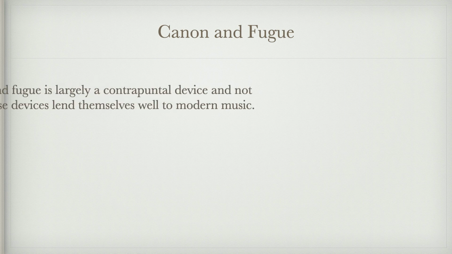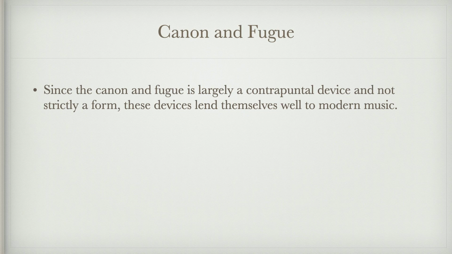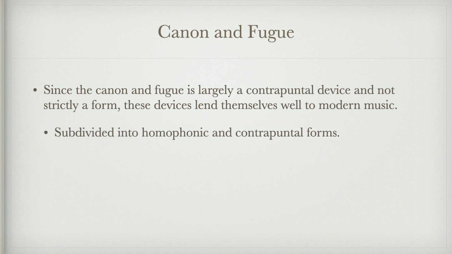All right, so Canon and Fugue. This is a device that works really well for 20th and 21st century music. Since the Canon and Fugue is largely a contrapuntal device and not strictly a form, these devices lend themselves really well to modern music, because anytime you have a contrapuntal device, it tends to be pretty easy to apply to a 20th or 21st century concept of harmonic dissonance, because the dissonance has been greatly relaxed in the modern period. So you can really subdivide Canon and Fugue into homophonic and contrapuntal forms.